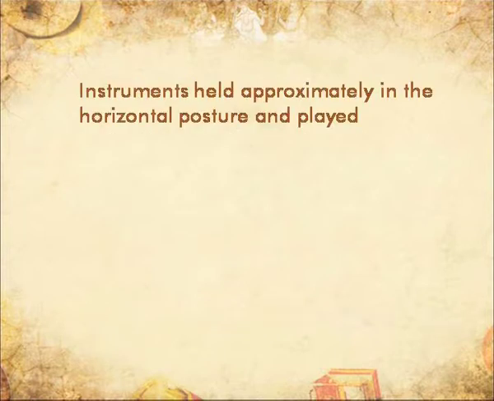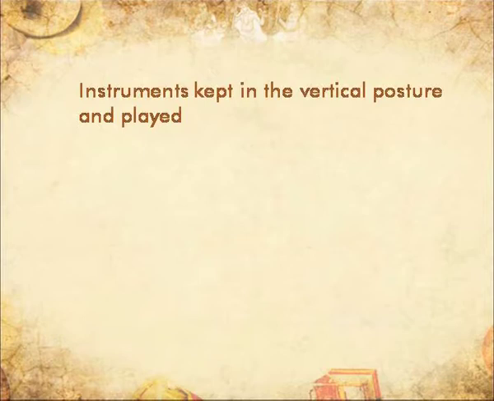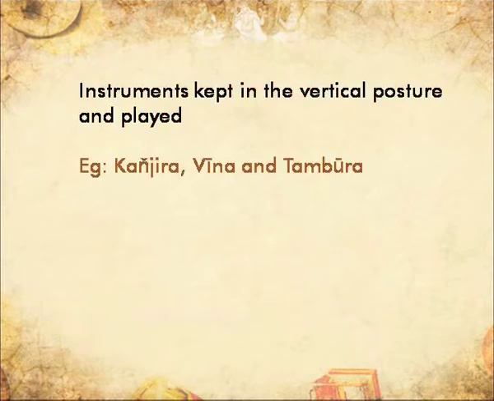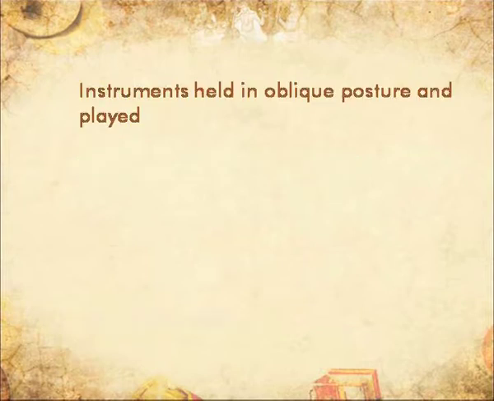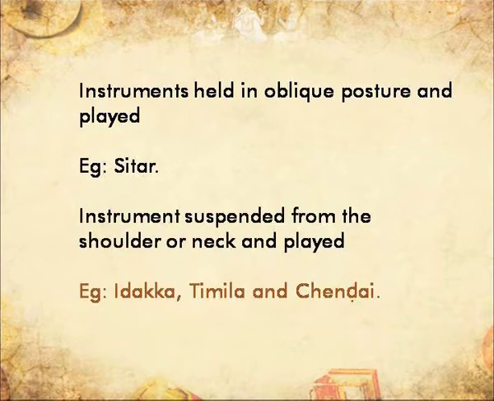Instruments held approximately in the horizontal posture and played, example, flute and veena. Instruments kept in the vertical posture and played, example, ganjira. Sometimes, the veena and the tambura are kept in the vertical posture and played. Instruments held in oblique posture and played, example, the sitar. Instrument suspended from the shoulder or neck and played, example, idakka, timila and chendai.